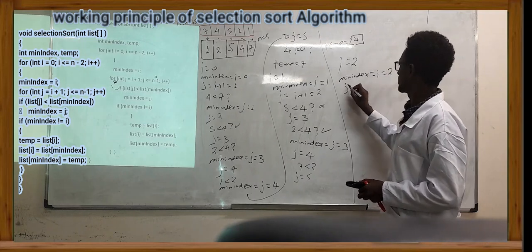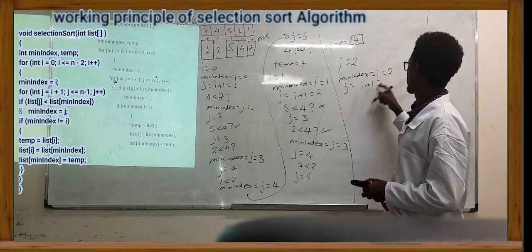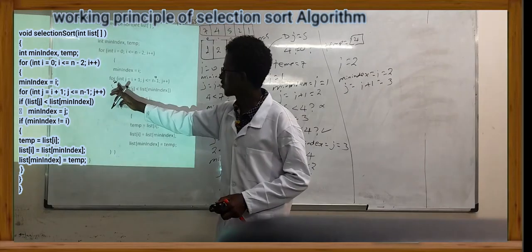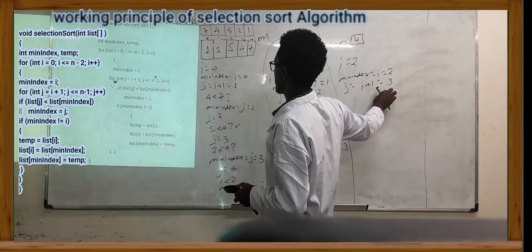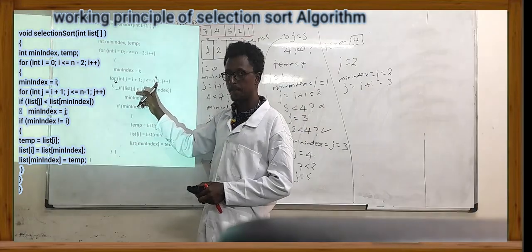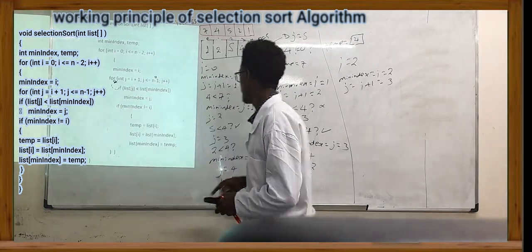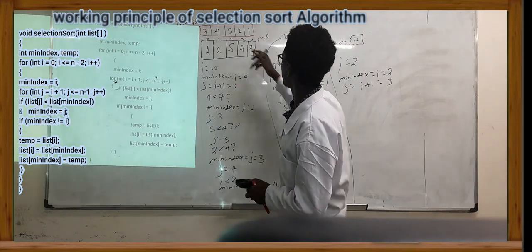J is equals to I plus 1 is equals to 2 plus 1, 3. Then go to here. By the way, first you should check the condition is true or false. J is 3. 3 less than or equal to 4? True. Therefore, what you have to do? Check the next statement. List of J, list of 3. List of J means list of 3. When you come to here, list of 3 is 4.